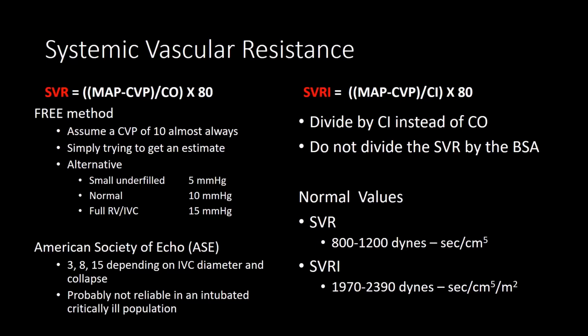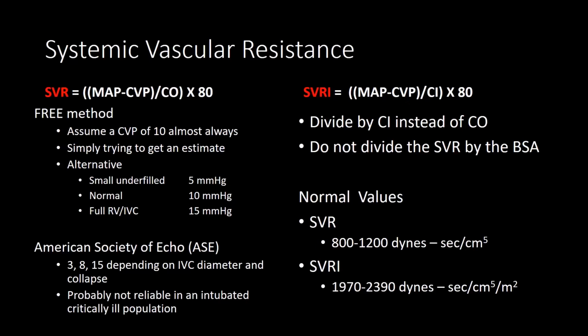For us, I think for most people who do critical care ultrasound, you just assume 10 for your CVP. The American Society of Echo does have a sort of more complicated system where they use 3, 8, and 15 depending on the IVC diameter and collapse. I personally don't think the IVC is accurate or useful in patients who are intubated, many of whom have big dilated IVCs that are more a reflection of airway pressure. And so I strongly recommend just using 10. It makes life way easier.